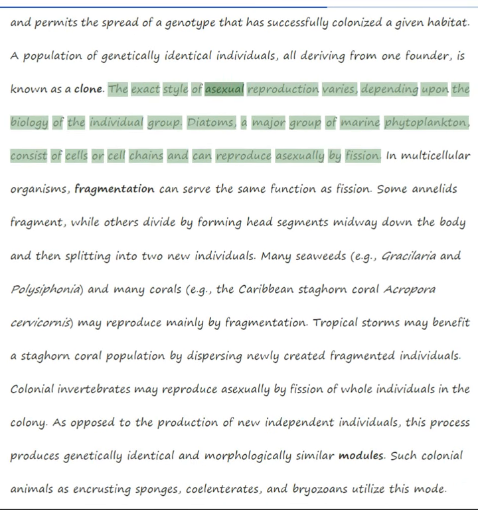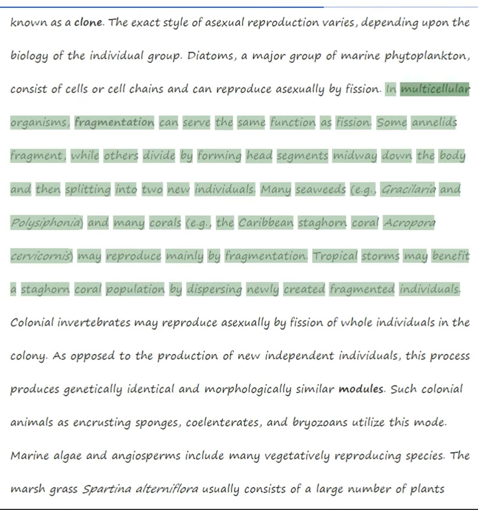The exact style of asexual reproduction varies, depending upon the biology of the individual group. Diatoms, a major group of marine phytoplankton, consist of cells or cell chains and can reproduce asexually by fission. In multicellular organisms, fragmentation can serve the same function as fission. Some annelids fragment, while others divide by forming head segments midway down the body and then splitting into two new individuals. Many seaweeds and many corals may reproduce mainly by fragmentation. Tropical storms may benefit a staghorn coral population by dispersing newly created fragmented individuals.